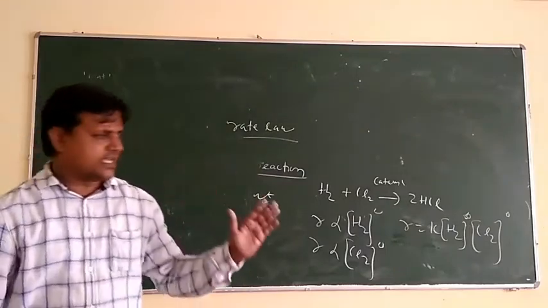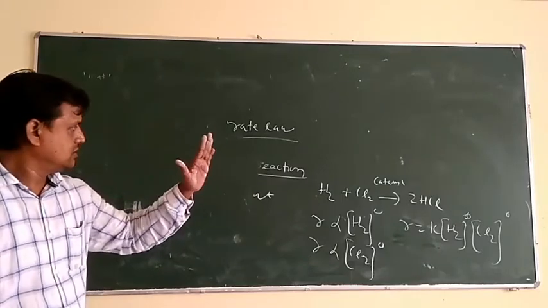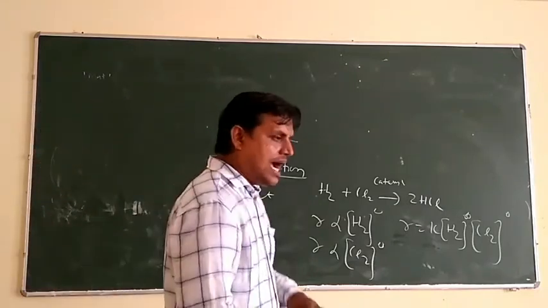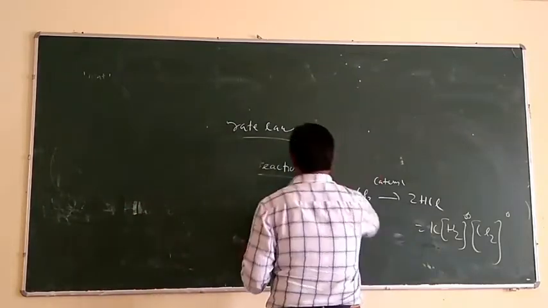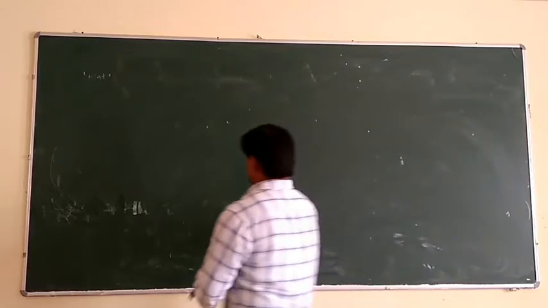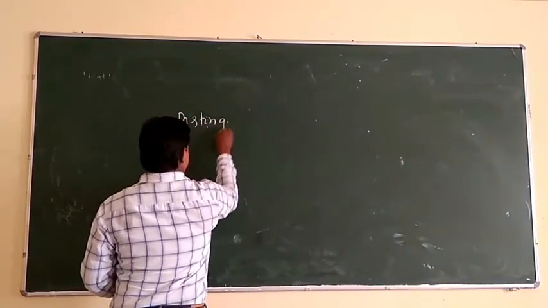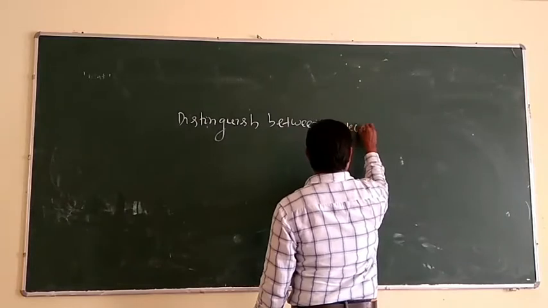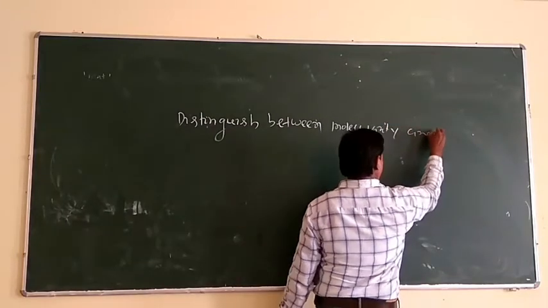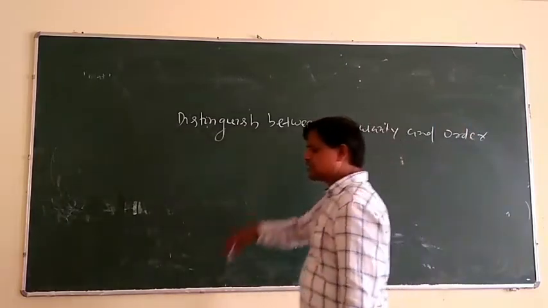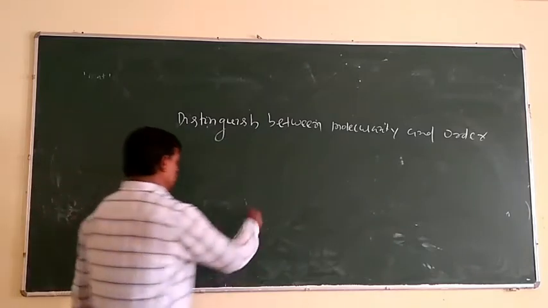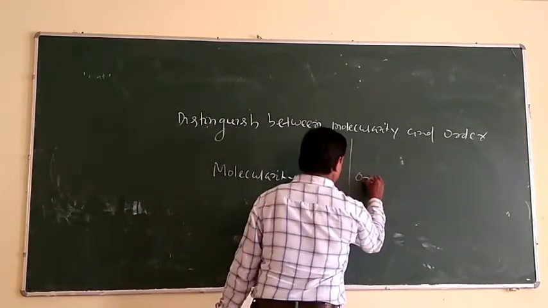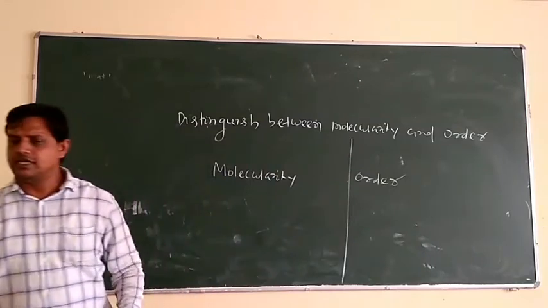Then the question will come: distinguish between molecularity and order. How can you distinguish between molecularity and order?